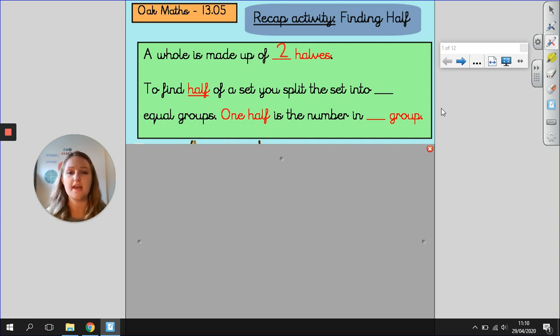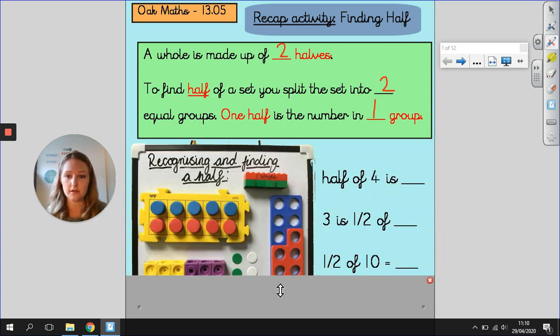To find half of a set, you split the set into equal groups. 1/2 is the number in each group. See if you can fill in those blanks. Say the sentence out loud. To find half of a set, you split the set into 2 equal groups. Remember, the groups must be equal for these to be fractions. 1/2 is the number in one of the 2 groups. Obviously, this will work for shapes as well as sets of objects.